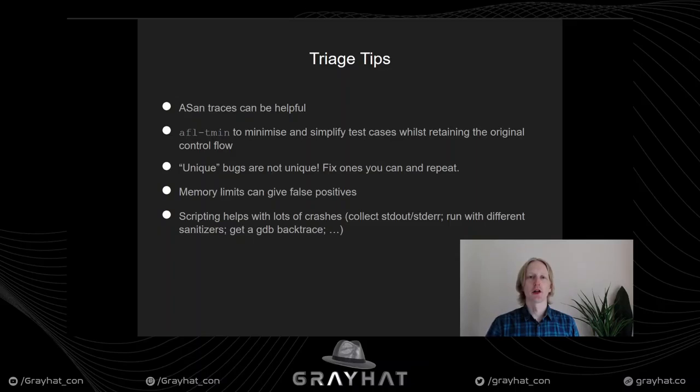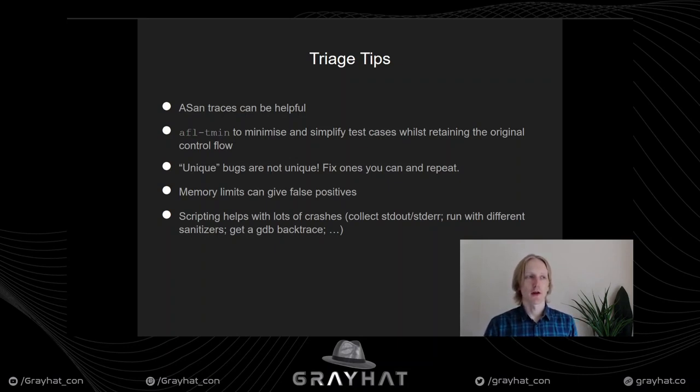I said we're not going to cover triage in any great detail, but here are some very brief tips. Address sanitizer traces can be helpful. They'll give you more information than just, oh, there was a seg fault. AFL Tmin is a really cool tool that comes with AFL. It will take a test case and try to shrink it into the simplest, easiest to read form of that test case that still leads to the same execution trace as the original. So if you've got some crashing input for a target that AFL has found, or indeed from any source, if you run AFL Tmin on it, you will end up with a much easier to understand test case.